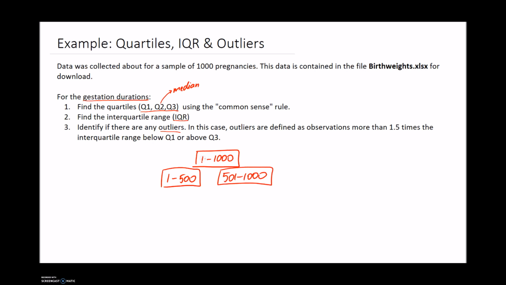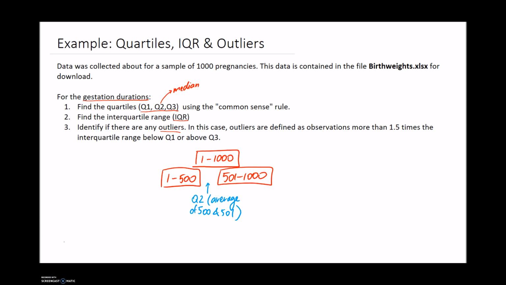This is an even number of observations, which means that we need to take the average of the middle two, so between 500 and 501. So that means that Q2 sits here, and it's the average of the 500th and the 501st observations. That works that out. We can go back and pick up the number in a moment, but I'm going to move on and figure out what Q1 and Q3 would correspond to.